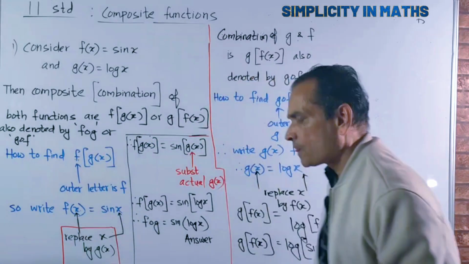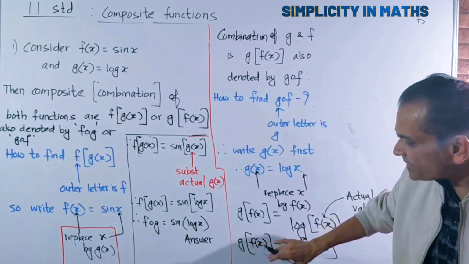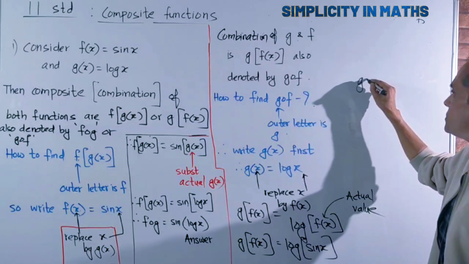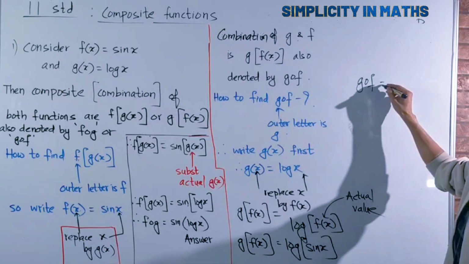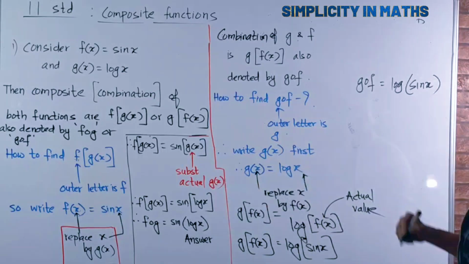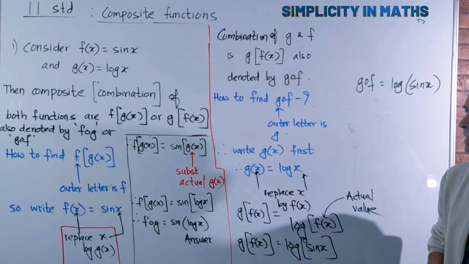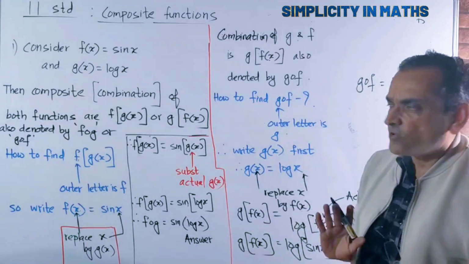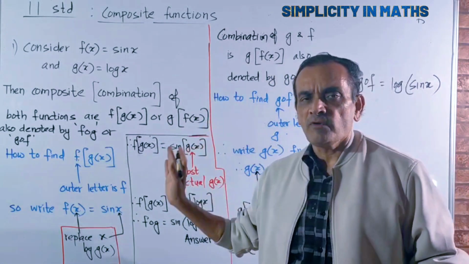Clear? So g of left hand side को टच मत करो. We have got g of fx. So final answer is gof. g of fx is also called as gof, is equal to log of sin x. That is the answer. Clear? So composite functions are of two types, f of gx and g of fx.